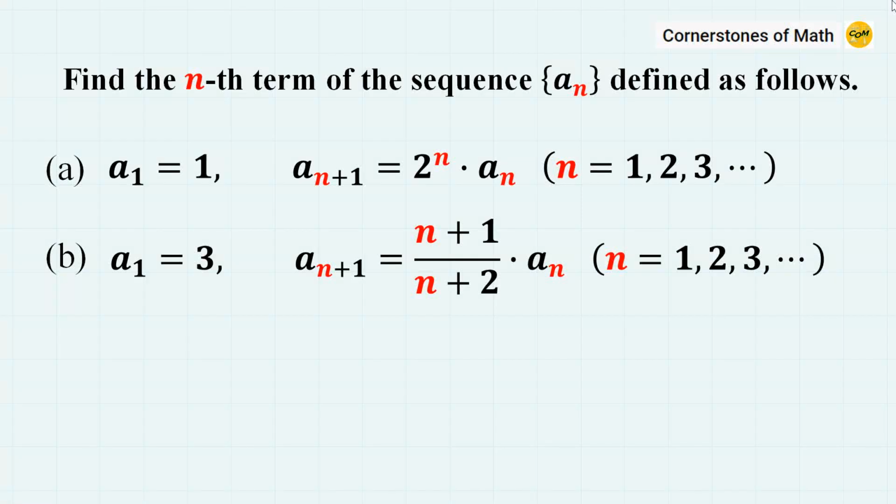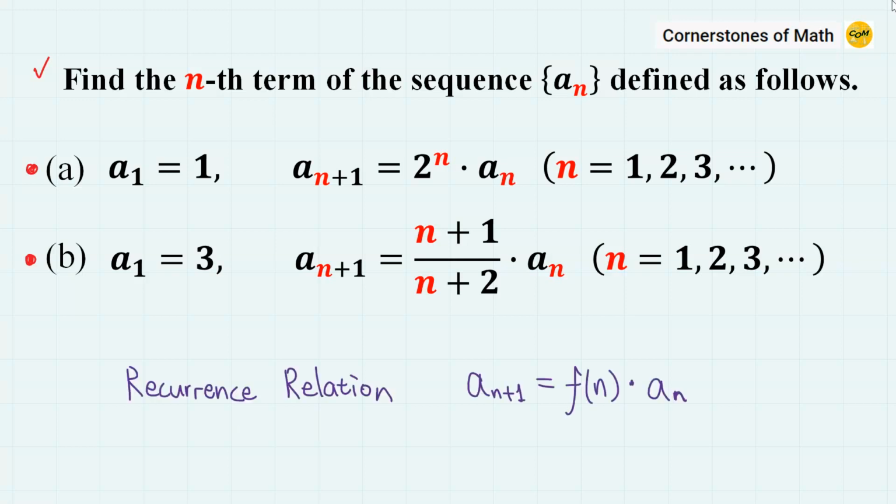Today we are continuing the recurrence relation series and we will solve another recurrence relation of a basic type. So it says find the nth term of the sequence a_n defined as follows. Problem A: a_1 equals 1 and a_{n+1} equals 2 to the power of n times a_n for all natural numbers n. And problem B: a_1 equals 3 and a_{n+1} equals (n+1)/(n+2) times a_n for all natural numbers n.